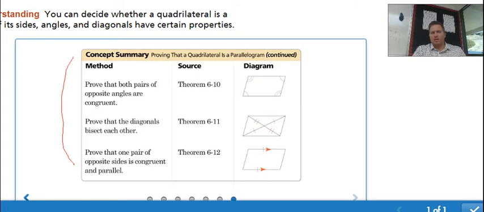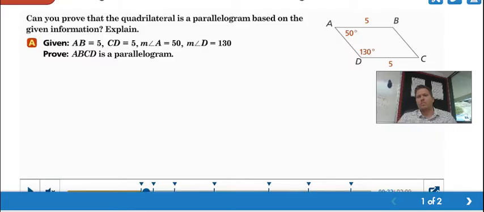Okay. All right, let's do a few problems now. All right, here we go. We got problem number 1 that we have right here. And it says, can you prove that the quadrilateral is a parallelogram based on the given information?